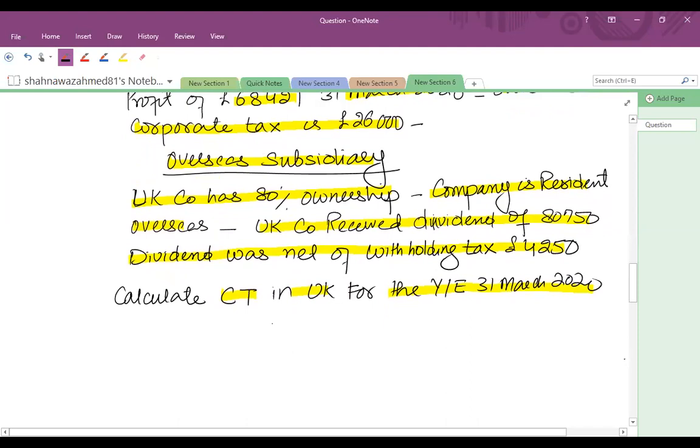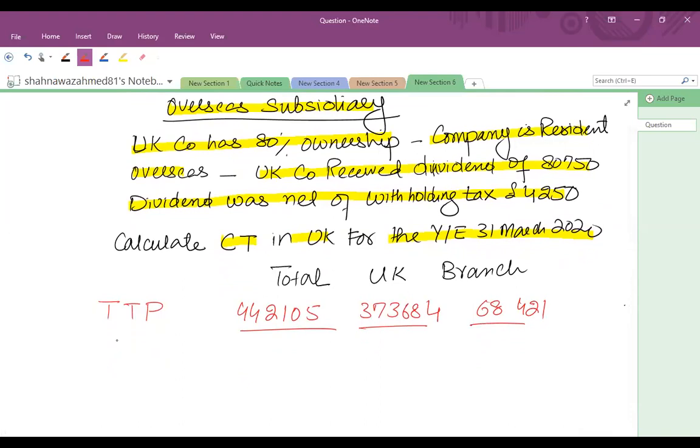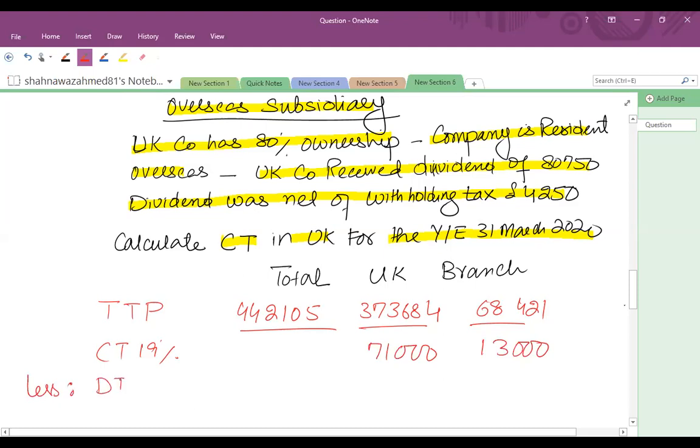So make columns of total, UK and branch. Now let's work out the TTP. The TTP of the UK is 373,684 and the branch is 68,421. So the total is 442,105. Now the tax rate is 19% on UK, that is 71,000, and 19% on the branch, that is 13,000, minus double tax relief.